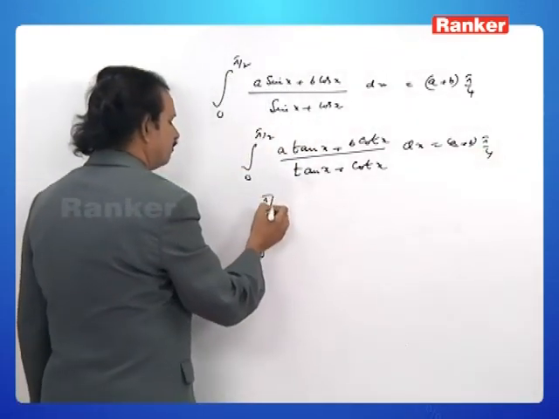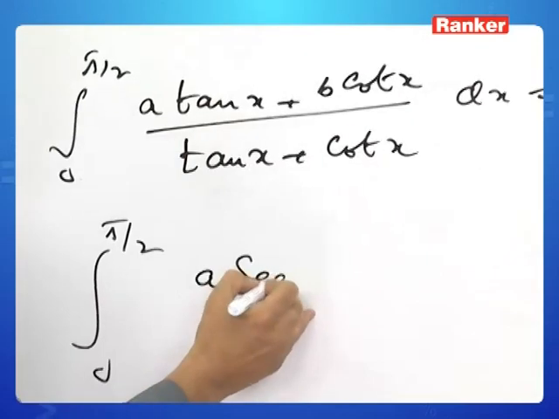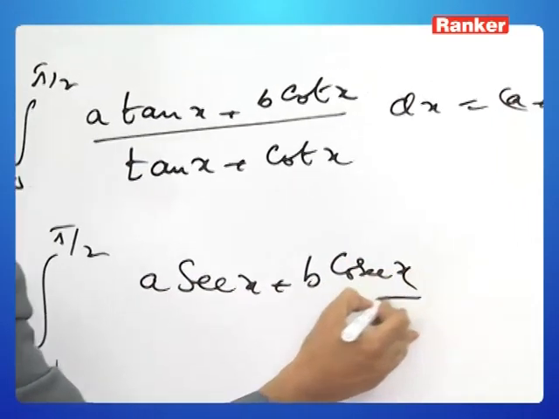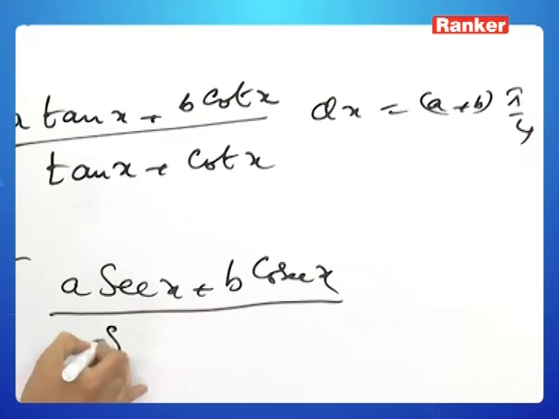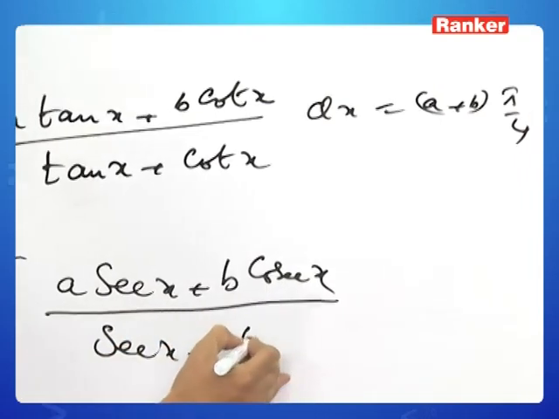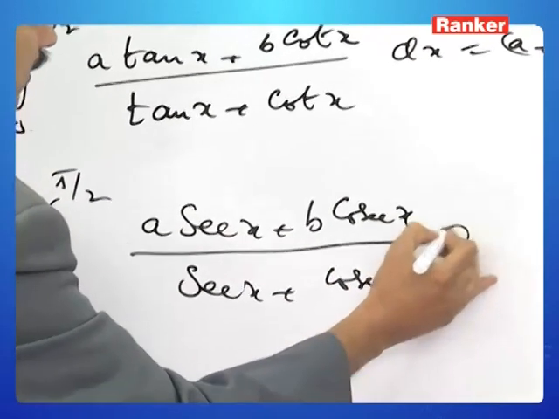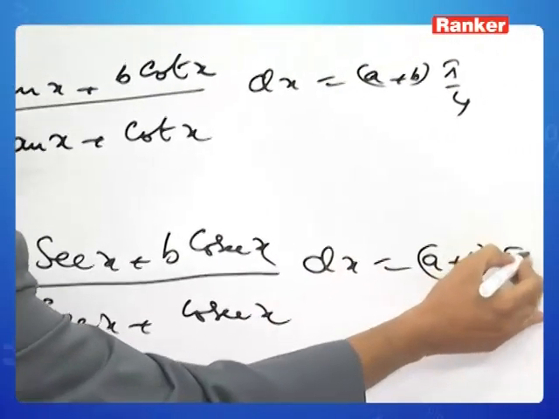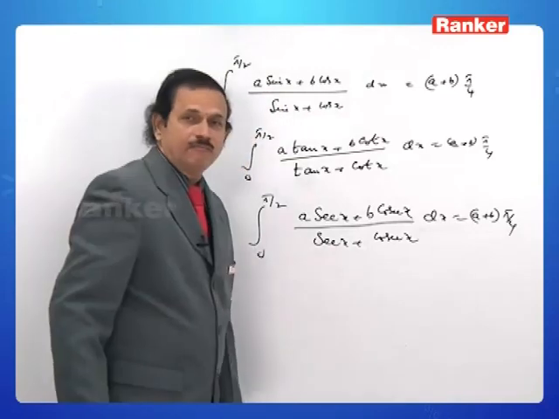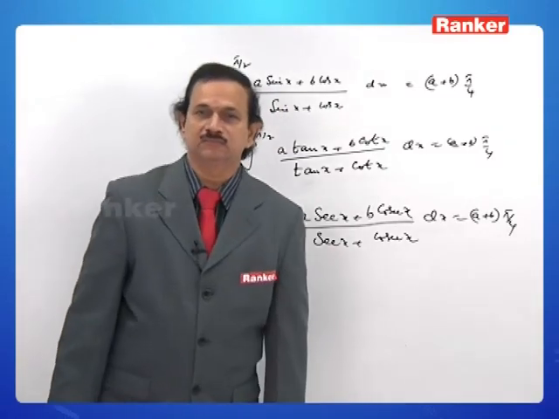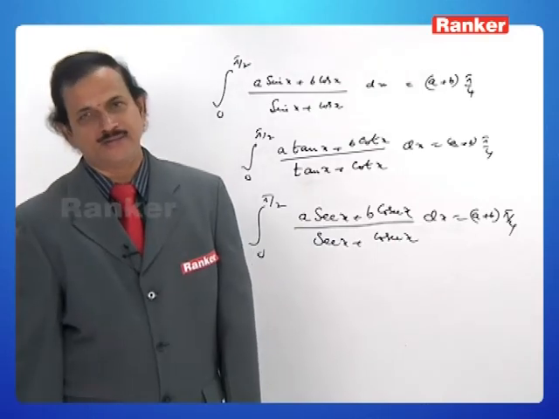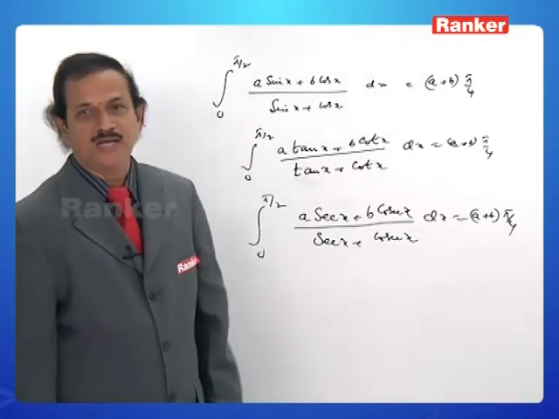Integral 0 to pi by 2, (a secant x plus b cosecant x) by (secant x plus cosecant x) is again (a plus b) into pi by 4. Beautiful results that can be used anywhere else as and when they are required. Please have a look over that.